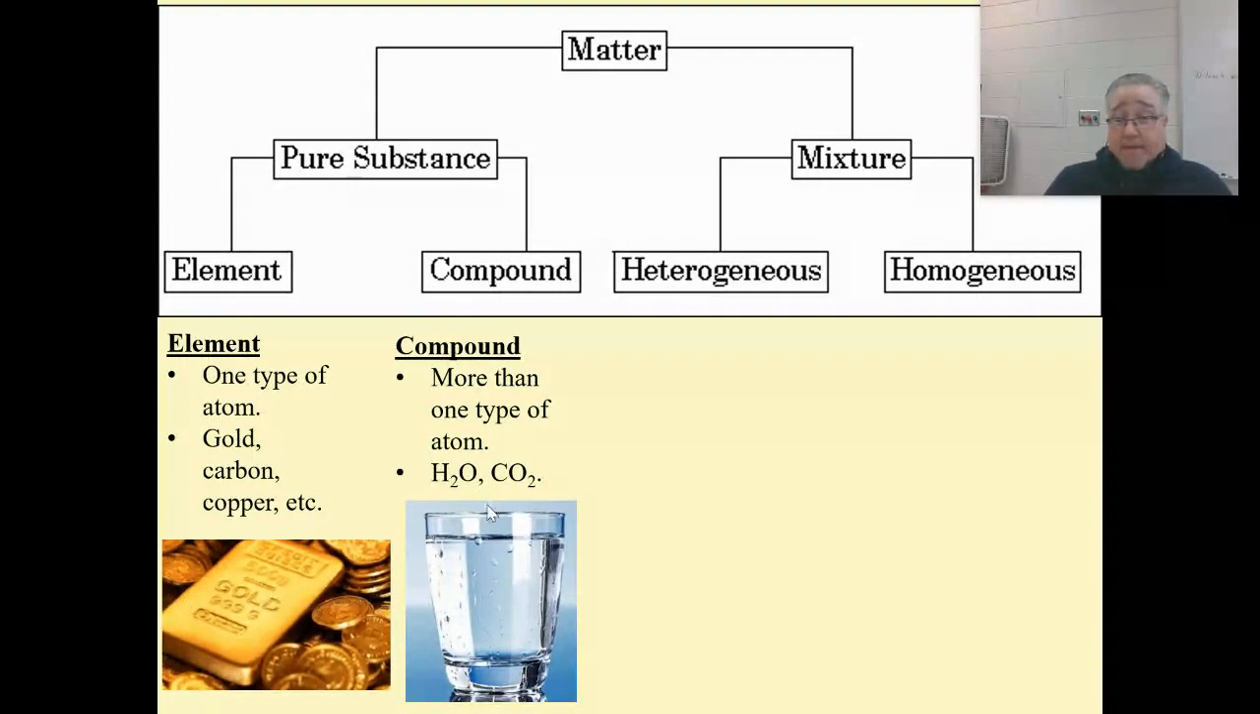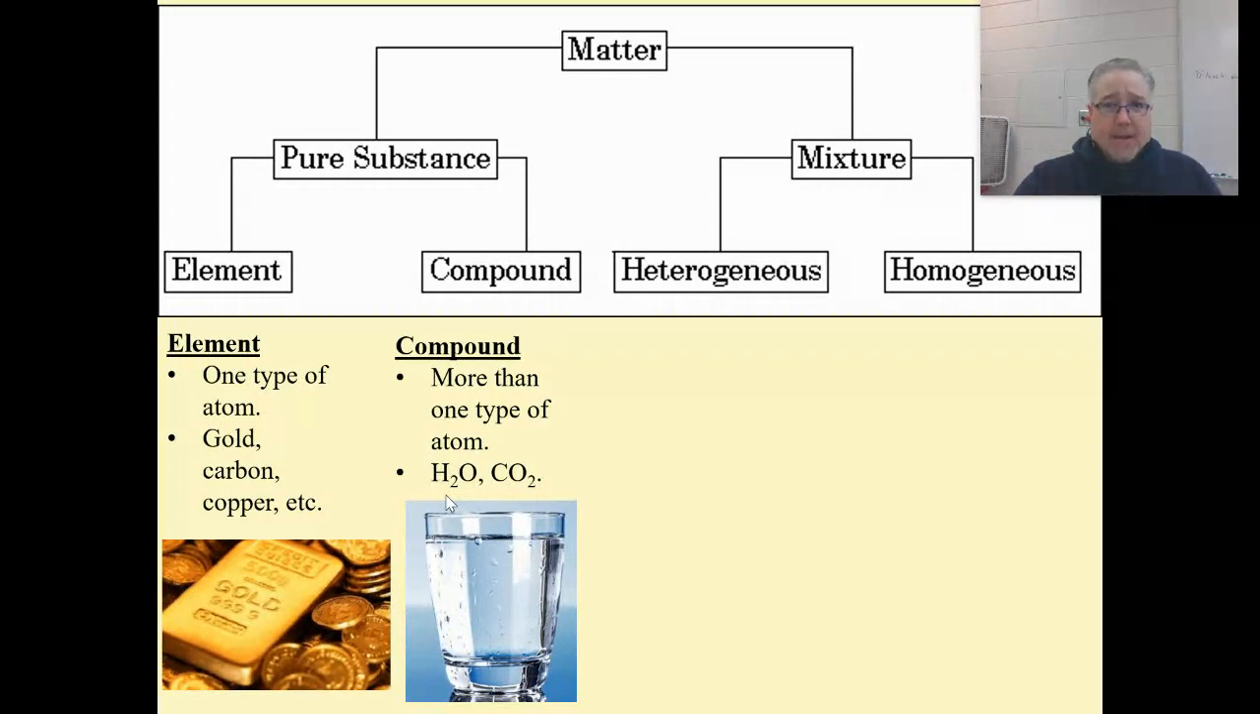For example, water. Water is a great example of a compound. In water, you have hydrogen and you have oxygen. In fact, you have two hydrogens and one oxygen, so it's a 2-to-1 ratio. If you look at the water, you can't see the hydrogen, you can't see the oxygen, but they're there. They're just bonded together, and they form water. When you drink a glass of water, you're drinking a whole bunch of water molecules, which are these things. So more than one type of atom, but they must be chemically bonded to each other.